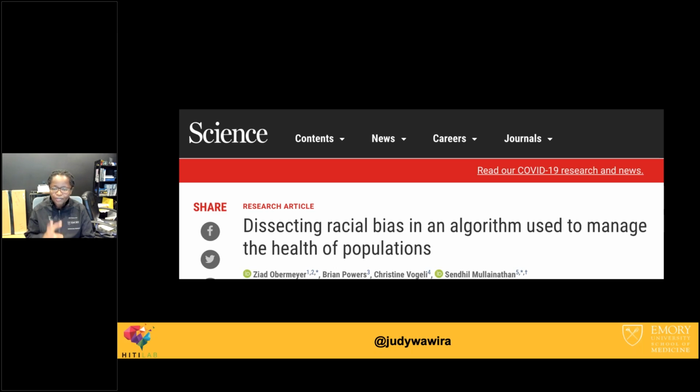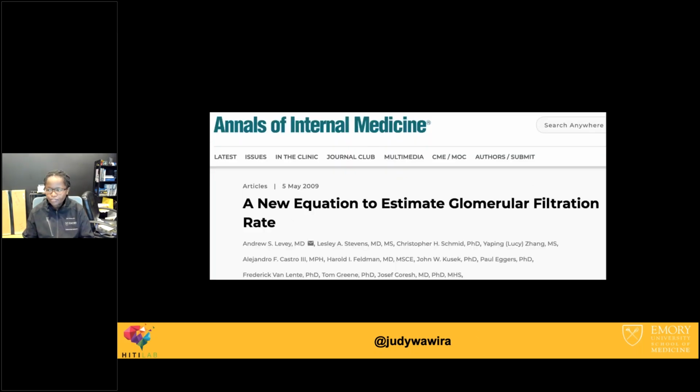And what they noticed is that even if this algorithm did not have race included, by using a marker that's tied to health-seeking behavior, they were referring Black patients who were sicker at a later time. And by just coming up with another proxy that combined health prediction with cost prediction, this approach reduced the excess number of excessive active coronary conditions in Blacks, with an 84% reduction in the bias. I talked about the glomerular filtration rate.